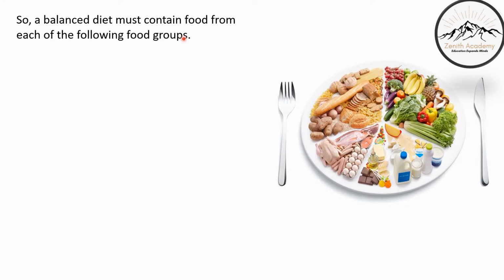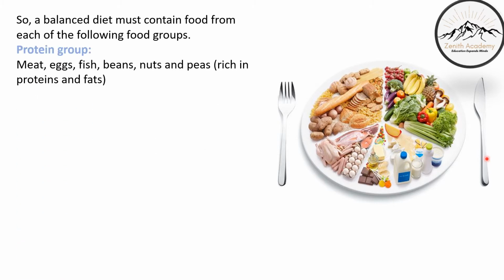So, a balanced diet must contain food from each of the following food groups. Now, you must ask what should we include? Which food groups? First is protein group. From this, there should be some item in your food daily. So, what is it? Meat, eggs, fish, and if you are not a non-vegetarian, then you should include beans, nuts and peas, which are also rich in proteins and fats.